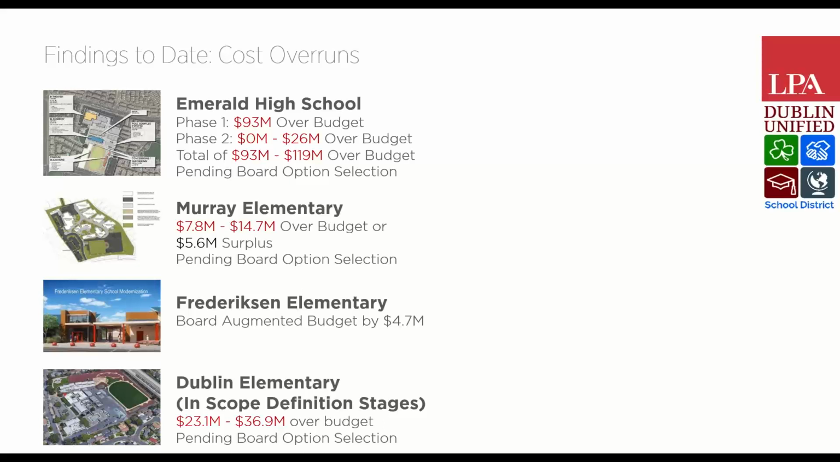We also have been doing multiple estimates. So right now on Emerald High School and on Murray Elementary, we used 2 different estimating companies, and we took those estimates and we reconciled them. We went through a reconciliation process in order to come up with a number that both companies could agree to. And we're hoping that will prove to be more accurate over the long term.